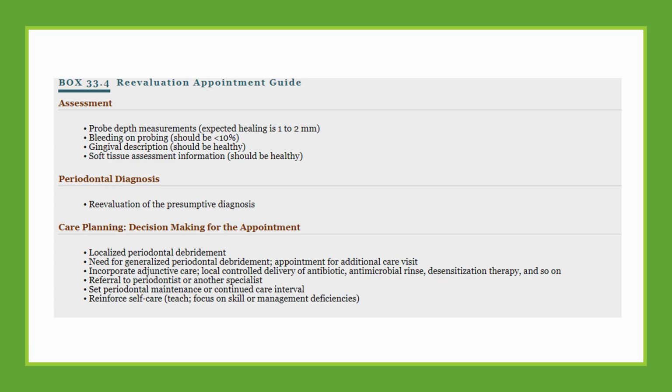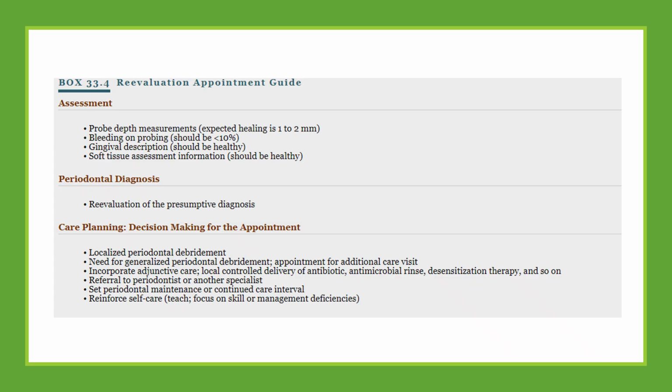Another appointment. Do we need to incorporate some adjunctive care, some delivery of an antibiotic, desensitizing therapy, that type of thing? Do we need to refer out? What's our maintenance schedule going to be like? And we're going to reinforce that home self-care, reteach, focus on areas they're missing. Do they not like one of the interventions we recommended, an interdental aid? Are we going to think of a different one?